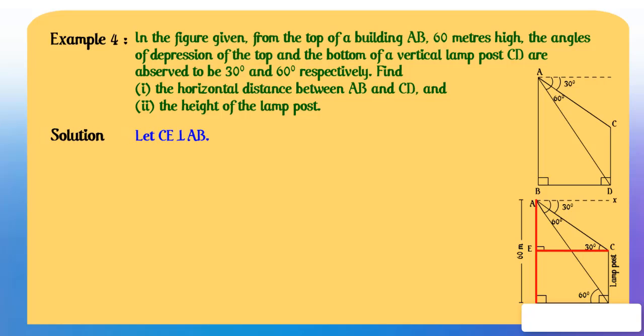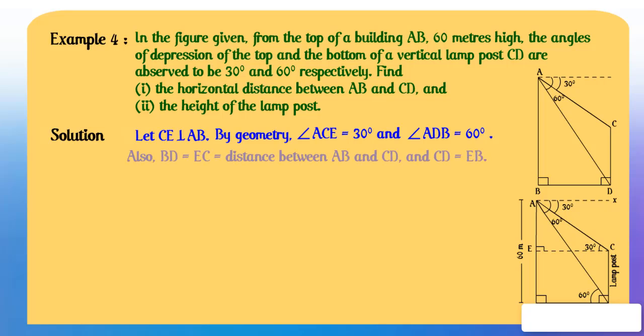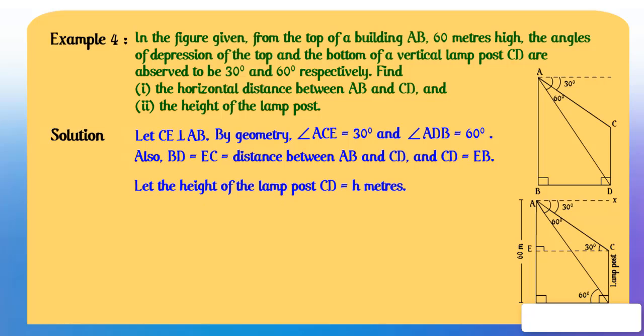Let CE be perpendicular to AB. By geometry, angle ACE is equal to 30 degrees and angle ADB is equal to 60 degrees. Also, BD is equal to EC, which is the distance between AB and CD, and CD is equal to EB. Let the height of the lamppost CD be h meters.